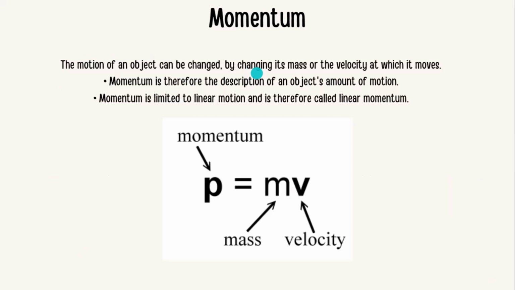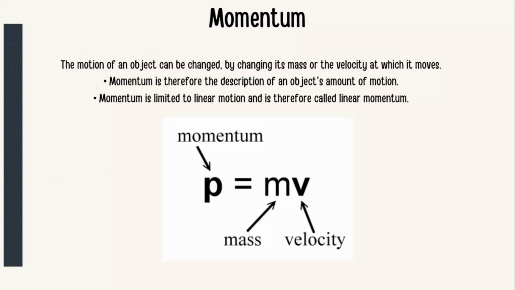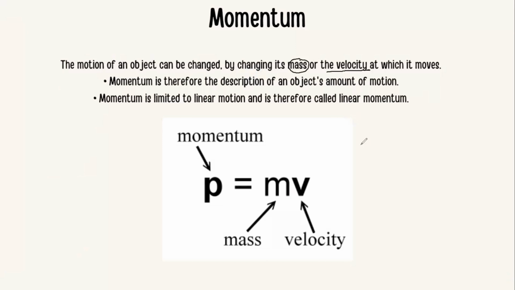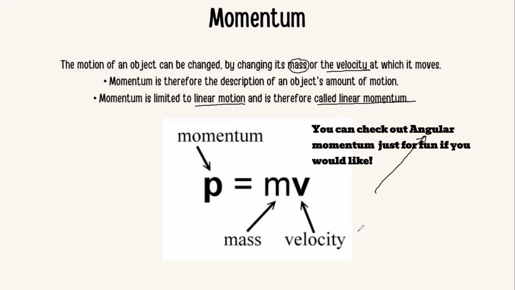Right, so if we look at momentum, and what we define momentum as, and just look at the general concept of momentum. The motion of an object can be changed by changing its mass or the velocity at which it moves. Momentum is therefore the description of an object's amount of motion. Momentum is limited to linear motion and therefore called linear momentum. What do you mean by linear? Linear meaning it cannot be diagonal. We cannot have diagonal momentum.